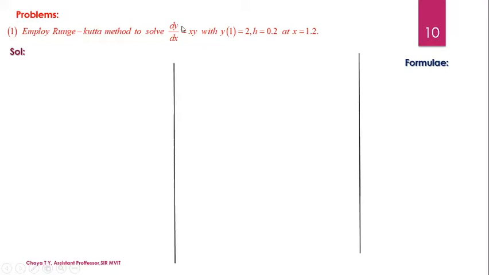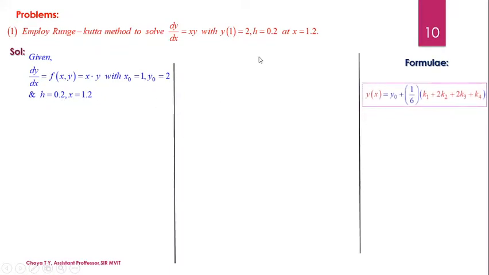So before we write the definition of the function f of xy, we need to make sure that I have the term dy by dx written in the form, or the given equation should be in the standard form as dy by dx is equals to the function f of xy. Okay. So the given expression for the current problem is dy by dx is equals to f of xy which is xy with x0 is 1, y0 is 2, the step length h is 0.2 and x is equals to 1.2. Now let us consider the Runge-Kutta formula.